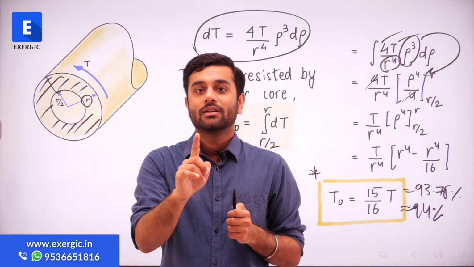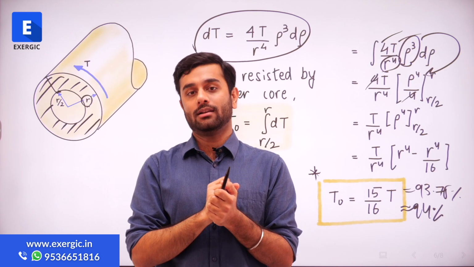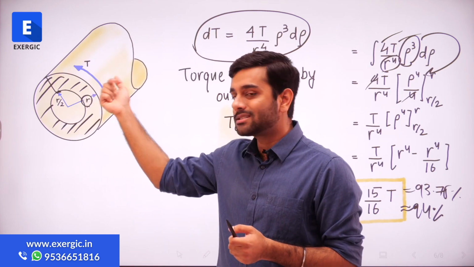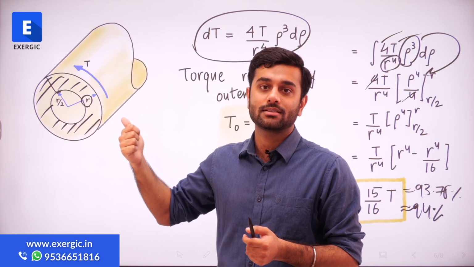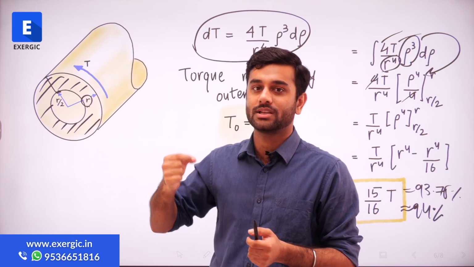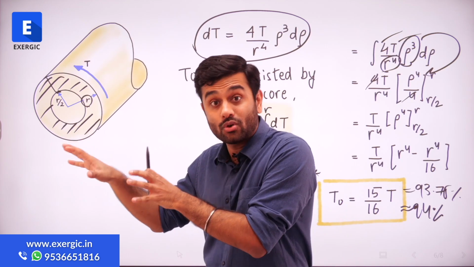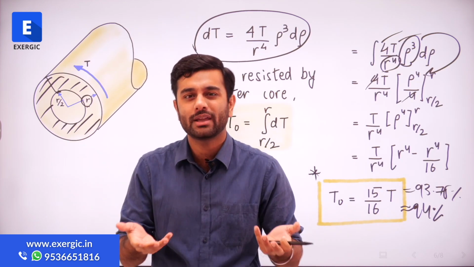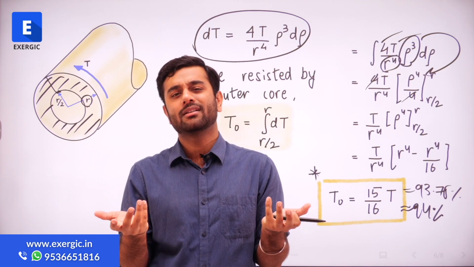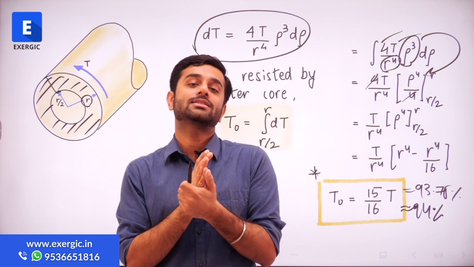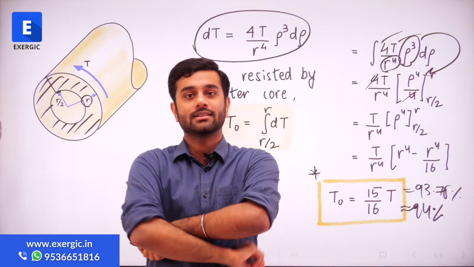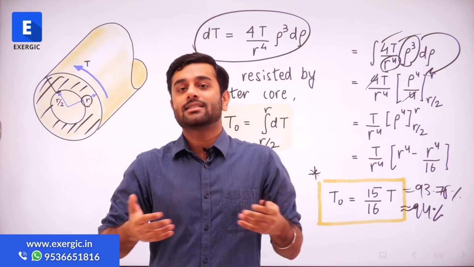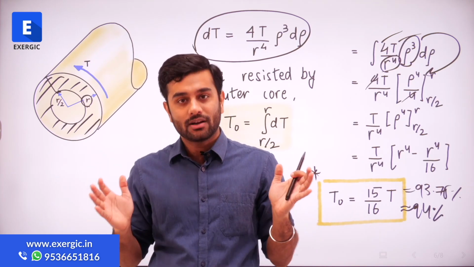So if you want to save some material, you can make this a hollow shaft and it will still be able to resist almost 94% of the torque of a solid shaft. Why would you want to make it a hollow shaft? Because who is making these shafts? Industries are making this shaft. Saints and sadhu sannyasi are not making this shaft.